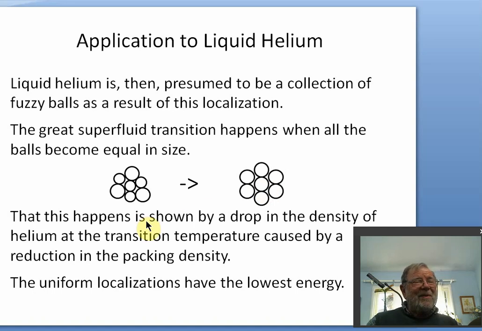And it so happens that there is a drop in the density of helium at the transition temperature caused by a reduction in packing density. You can see the packing density is not as good here as it is here. I don't have these, they are all 40-year-old references, so I can't tell you one, but it was observed. The uniform localizations have the lowest energy.